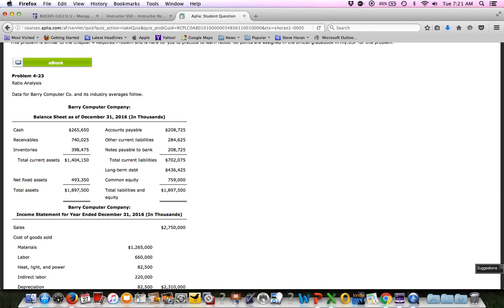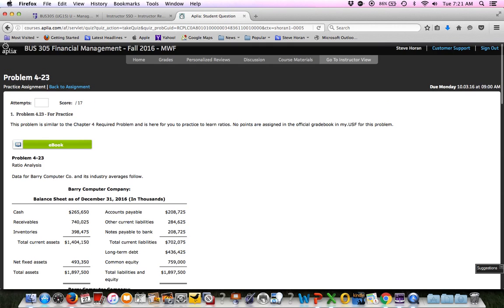Whenever I do these in Aplia, it's kind of frustrating to me a little bit. I wish they would just use the same numbers, or I wish I could tell it to use the same numbers in the book, but I cannot do that. I asked. It's not possible for some reason.